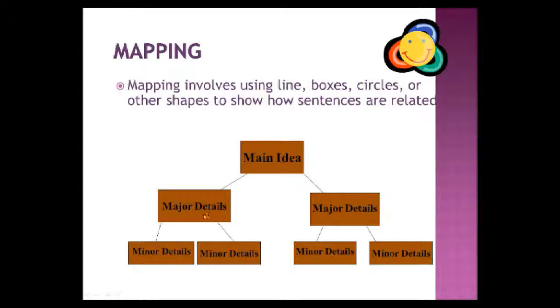Okay, so this would pretty much be the format of the paragraph: your main idea, your major details, and your minor details. And you can see how they're all related. The major details are directly connected to the main idea. Minor details just explain the major detail that they're dealing with. Okay, these minor details are not going to give you information about this major. So they're only directly connected to give you further explanation of what this major detail was about. Okay, so mapping is when you use shapes to show how the sentences are related.